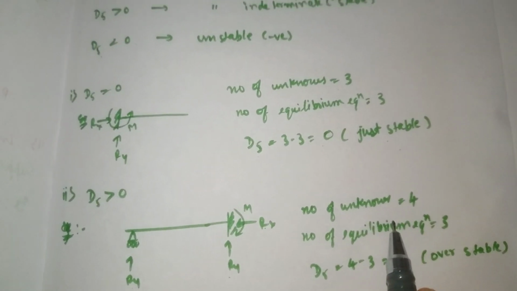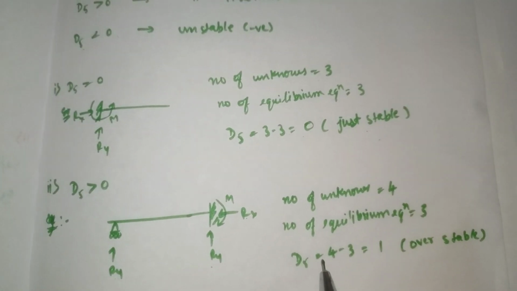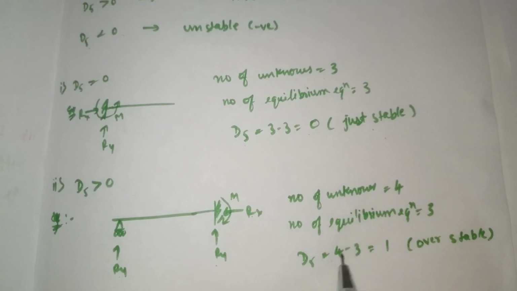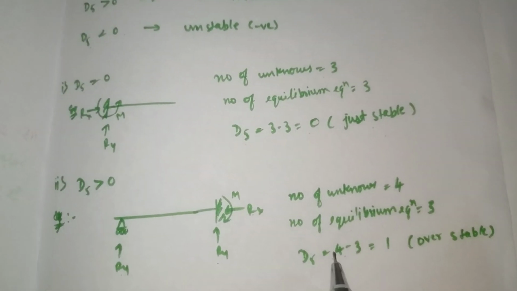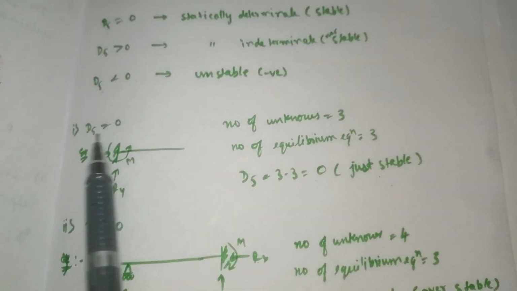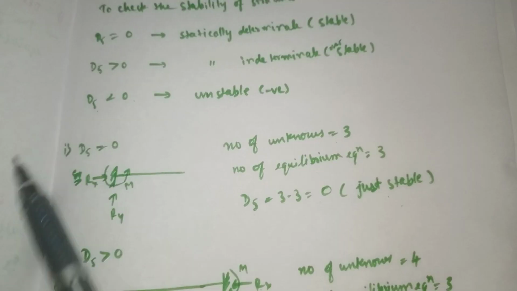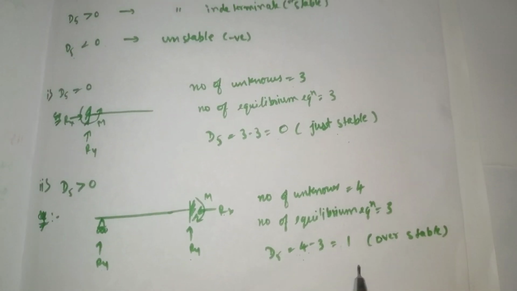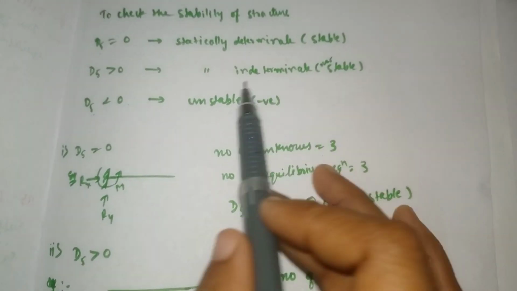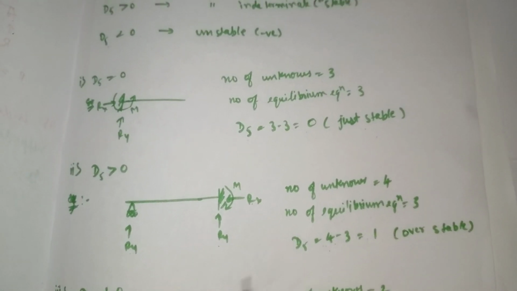So substitute these values in our static indeterminacy formula. So ds is equal to the number of unknowns minus the number of equilibrium equations. So the number of unknowns is 4 and the equilibrium equations are 3. 4 minus 3 is equal to 1. So apply this to the condition. When the ds value is greater than 0, then the structure is called overstable, or a statically indeterminate structure. So this is the example for that.